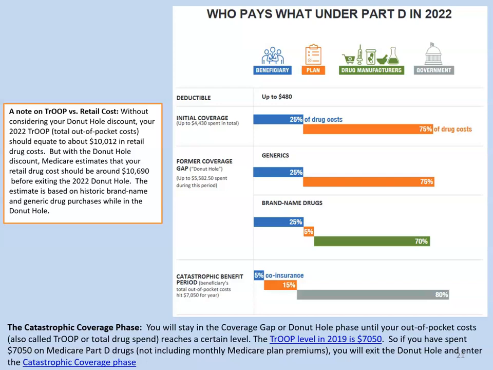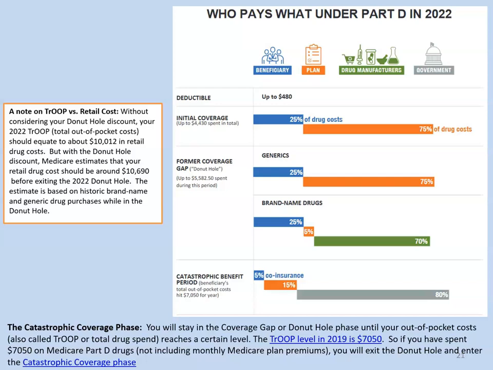After you've paid $480 out of pocket during that initial deductible, you go into what's called the initial coverage phase. During this initial coverage phase, you as a Medicare beneficiary and the plan will share the costs up to $4,430. So in that initial coverage phase, you will pay 25% of the drug costs, and the plan will pay 75% of the drug costs.